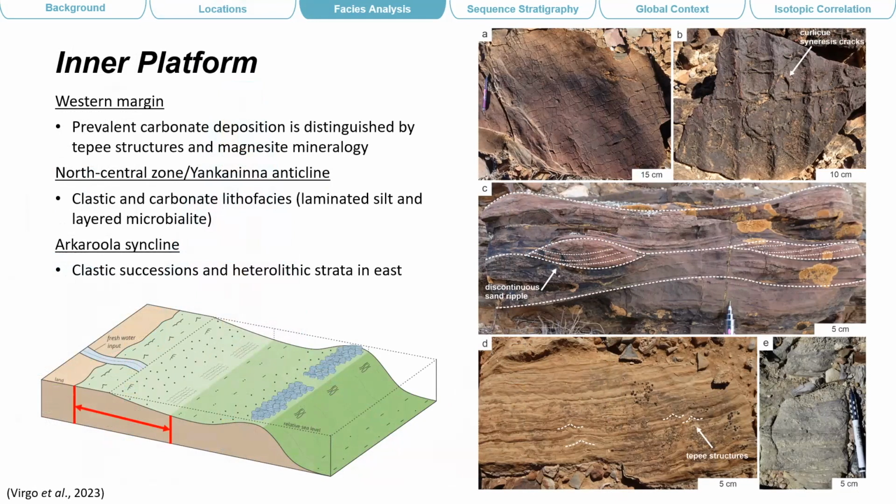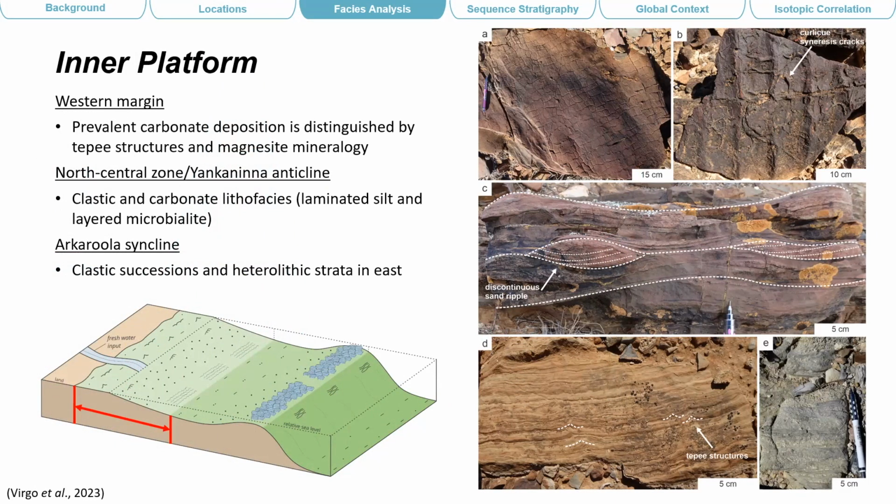Along the western margin, there's prevalent carbonate deposition. So this is in Copley and Termination Hill. And it's distinguished by TP structures and magnesite mineralogy. So there's obviously quite a lot of peritidal conditions, a lot of exposure, and also a lot of manganese-rich water.